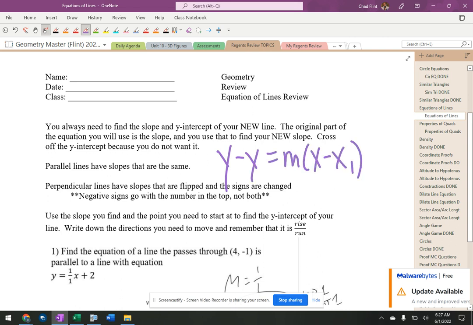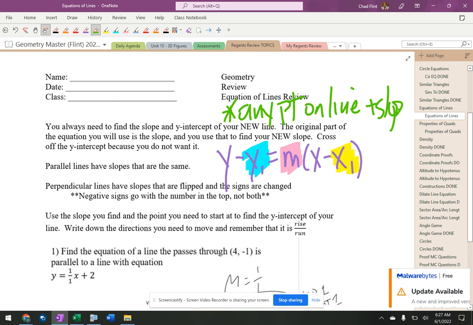It's the point-slope equation: y minus y1 equals m times x minus x1. Your job is to plug in the x and y value from a point on your line, and then the slope. You may have to find the slope, and you may have to find the point on the line, but that's what we're looking for: any point on the line plus the slope.